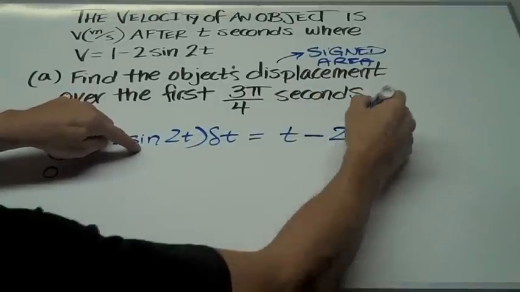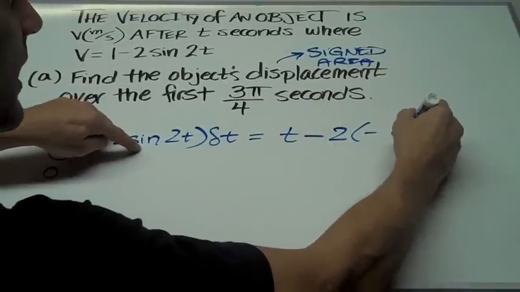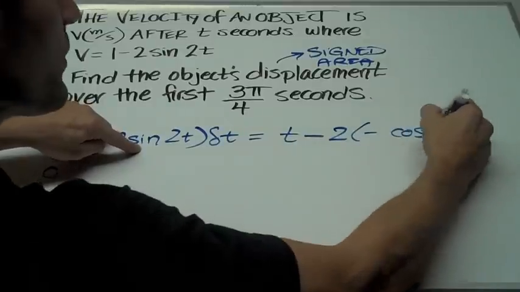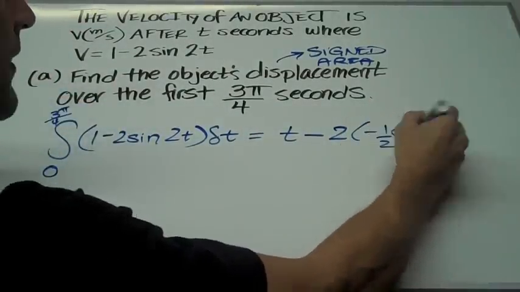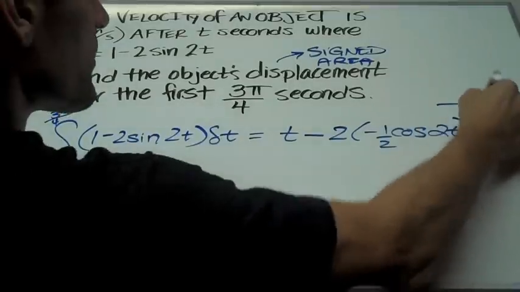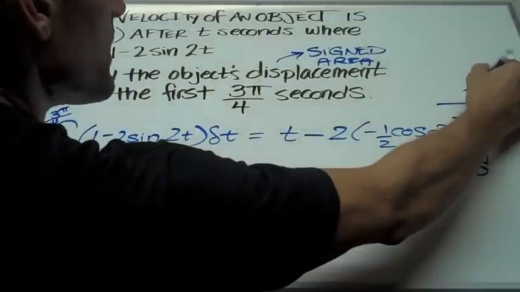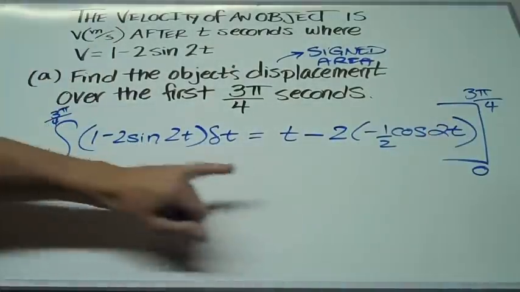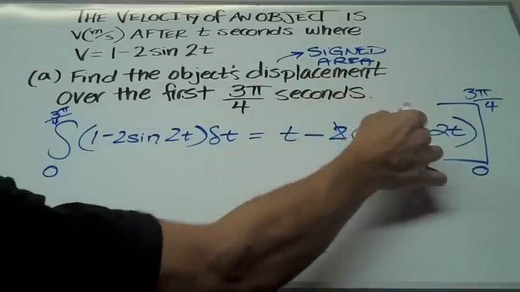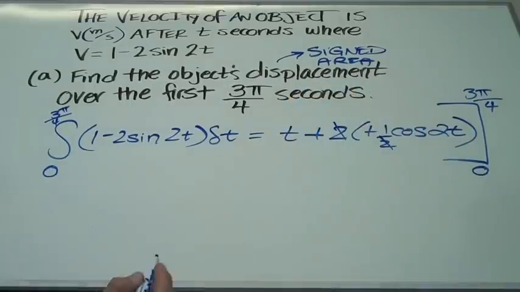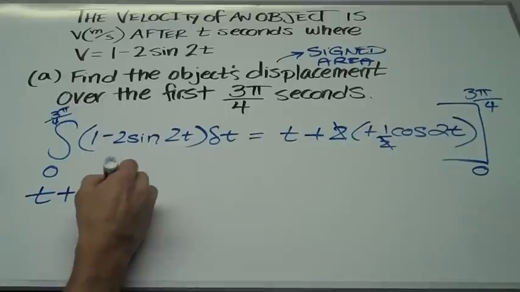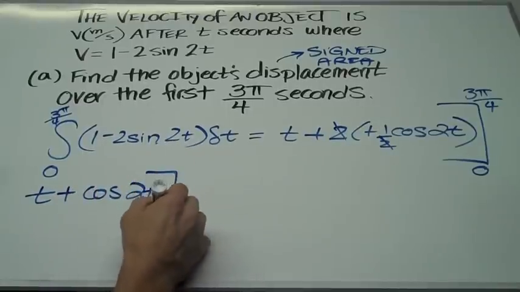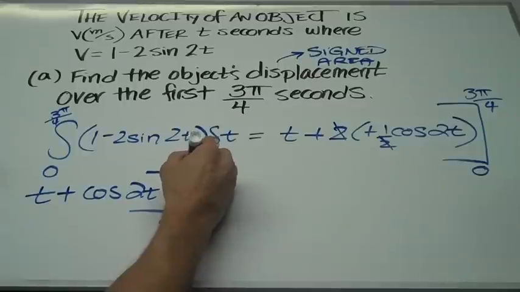Sine goes to negative cosine of what? Of 2t divided by 2, or times 1/2. And I'm going to integrate this from 0 to 3 pi over 4. Well, I can simplify this. The 2's will cancel and the negative will cancel into a positive. So I'm left with t plus cosine 2t from 0 to 3 pi over 4.